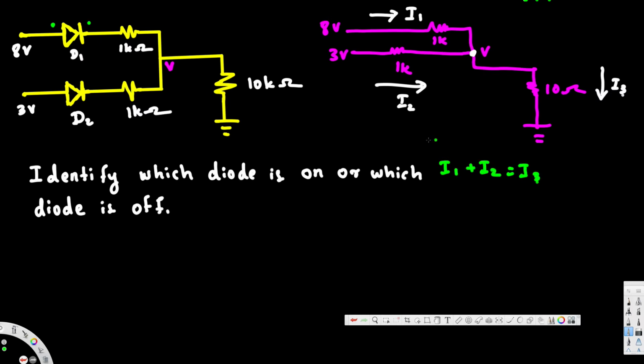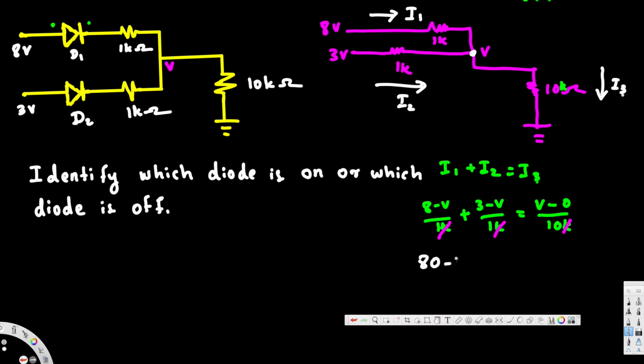I1 is 8 minus V divided by the resistance in between, that's 1k. So 8 minus V divided by 1k, and then I2 is going to be 3 minus V divided by 1k. That is equal to I3, which is V minus 0 divided by 10. This is 10k, right? So this is V minus 0 divided by 10k. Here we can cancel all the k's.